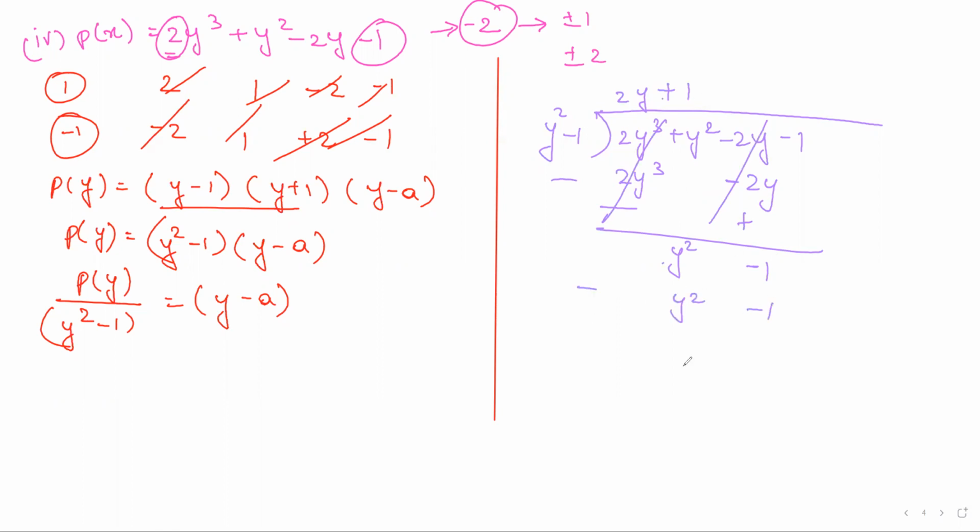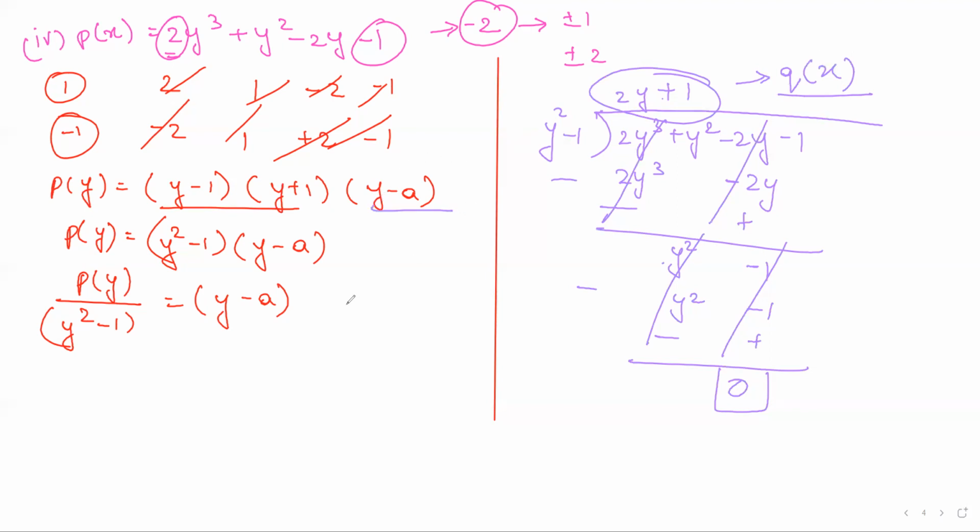Change the signs. Cancel, remainder 0. Your remainder will always be 0 in such scenarios. So if your remainder is not coming out to be 0, there's something wrong with your calculation. You should recheck and then come up with the right answer. So this will be your Q of y, or the required value of y minus a. So finally, the P of y becomes equal to y minus 1, y plus 1 into 2y plus 1.